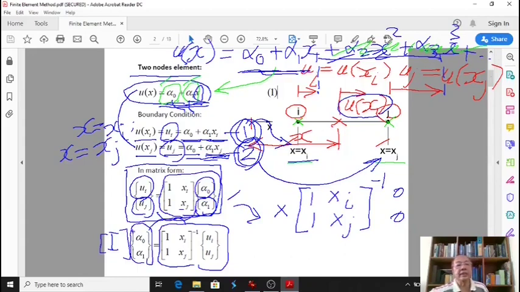Okay, so this is I times any matrix A. I times any matrix A, we will get A. So we can cancel this. So we can find alpha 0 and alpha 1 by this. Okay, so this is the first step in finite element. We need to solve the parameters alpha 0 and alpha 1.